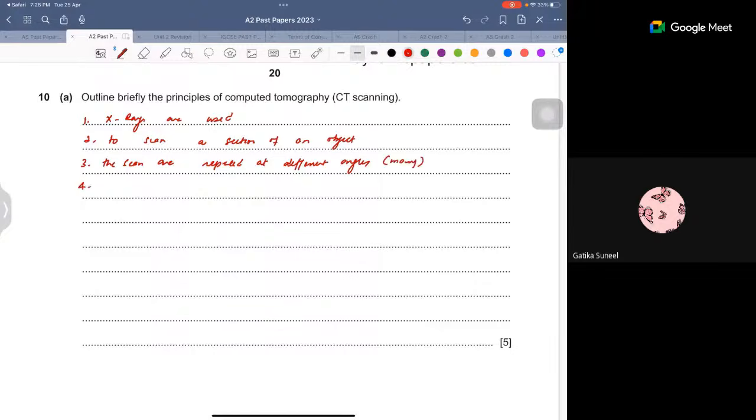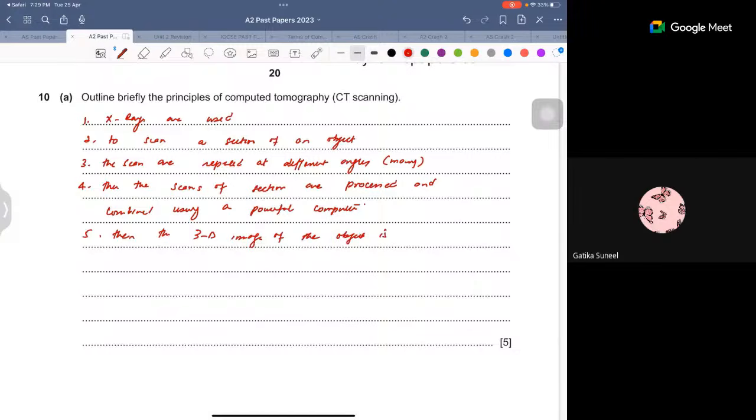Fourth point: then the scans of sections are processed and combined using a powerful computer. And for the fifth point, then the 3D image of the object is generated. That's how you're going to write it, okay?